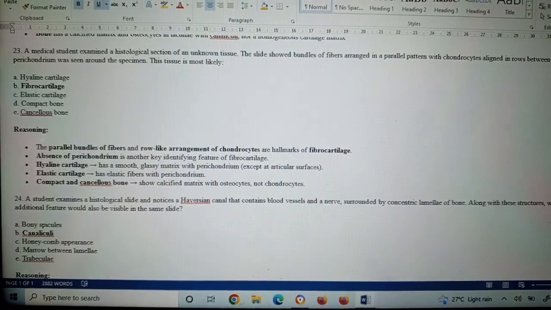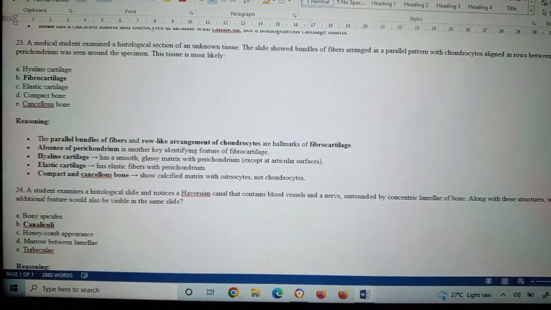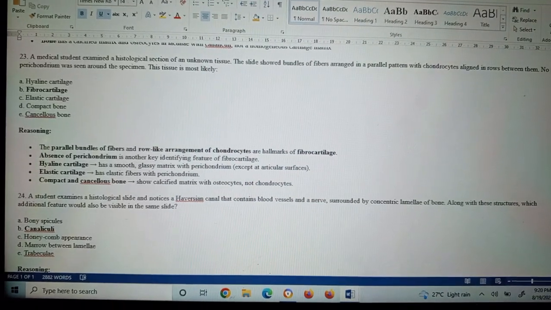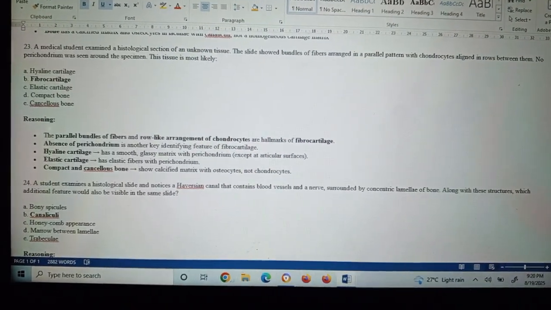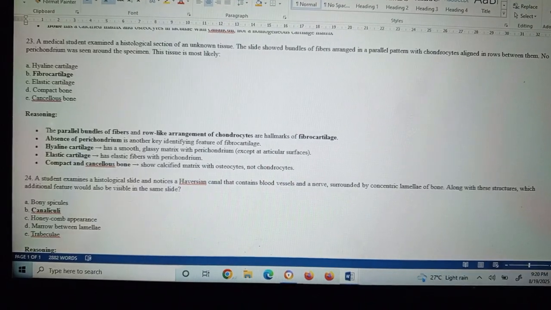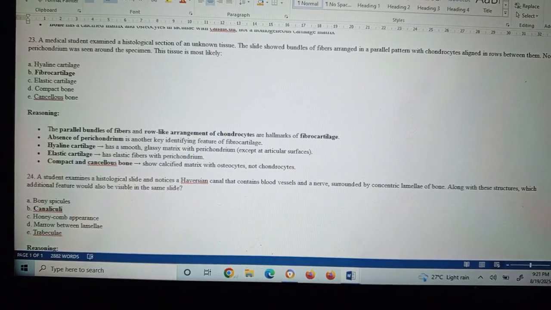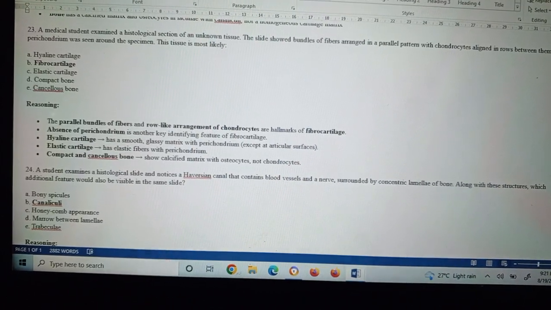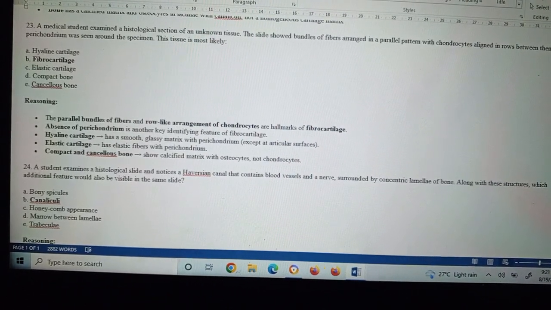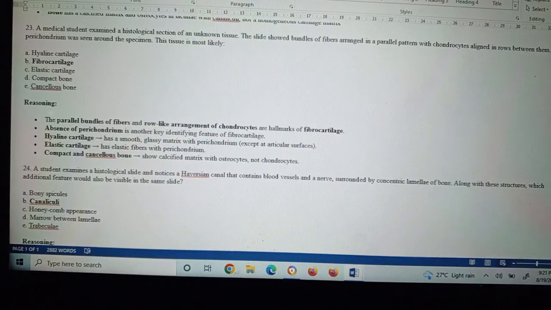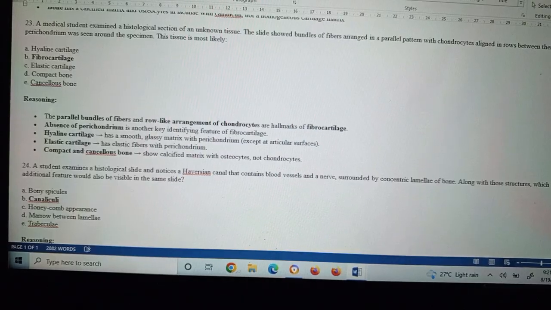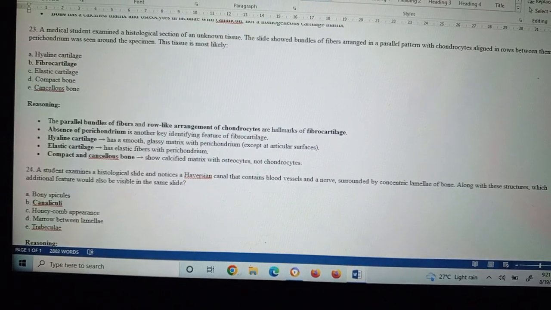A medical student examined a histological section of an unknown tissue. The slide showed bundles of fibers arranged in a parallel pattern with chondrocytes aligned in rows between them. No perichondrium was seen around the specimen. This tissue is most likely which tissue? Fibrocartilage. The parallel bundles of fibers and row-like arrangement of chondrocytes are the hallmarks of fibrocartilage. Absence of perichondrium is another key identifying feature of fibrocartilage.